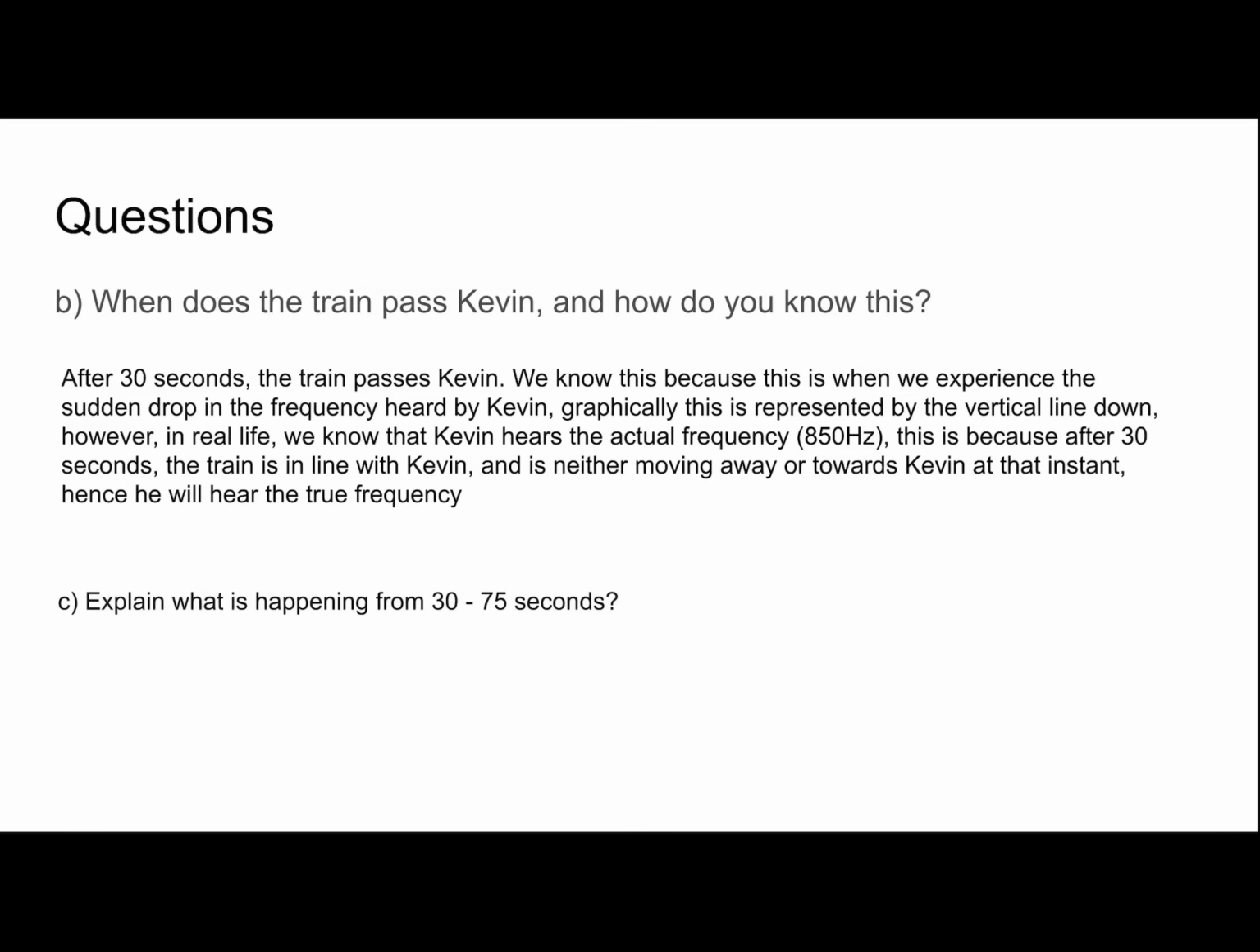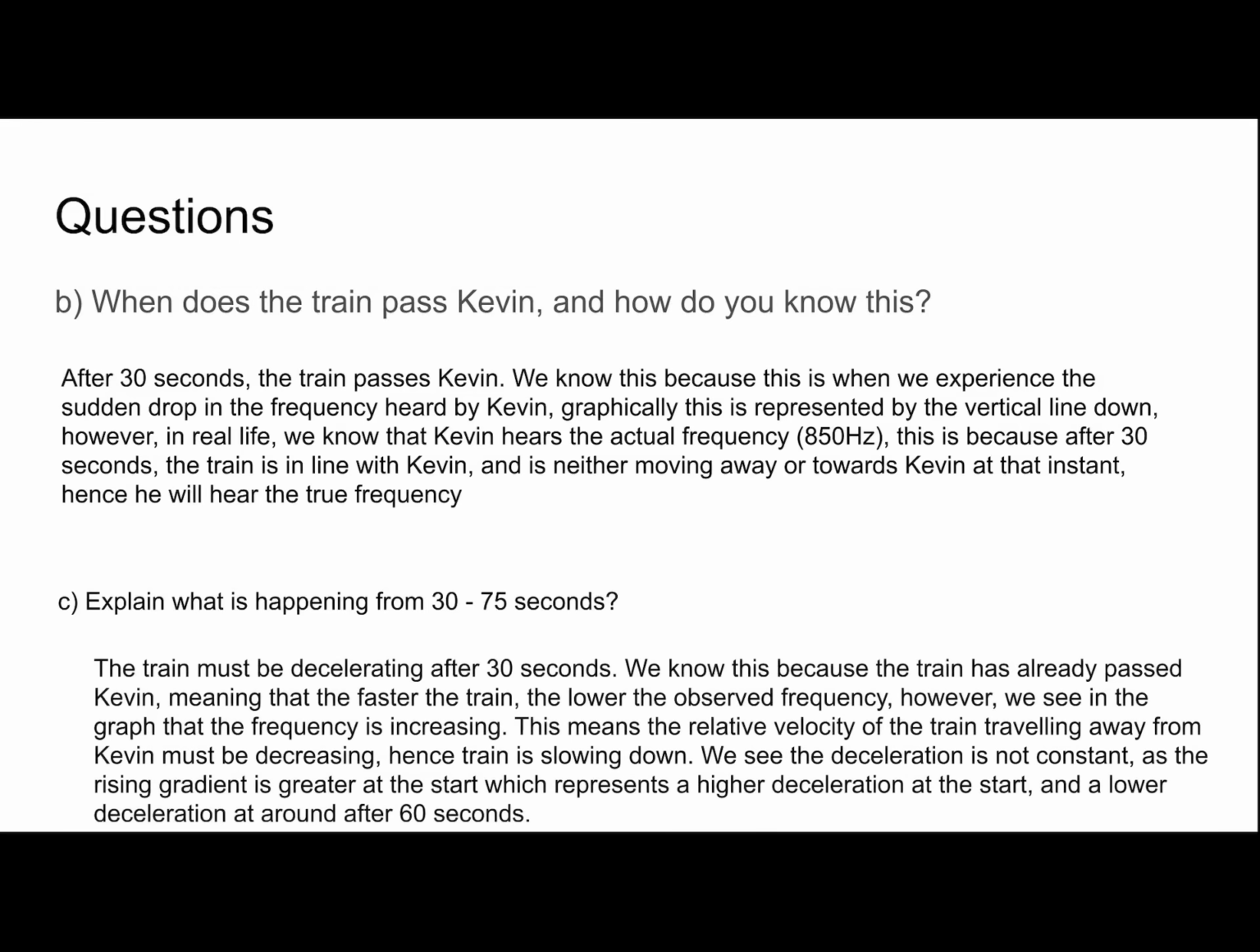Question C. Explain what is happening from 30 to 75 seconds. Alright, the train must be decelerating after 30 seconds. We know this because the train has already passed Kevin, meaning that the faster the train, the lower the observed frequency. However, we see in the graph that the frequency is increasing.